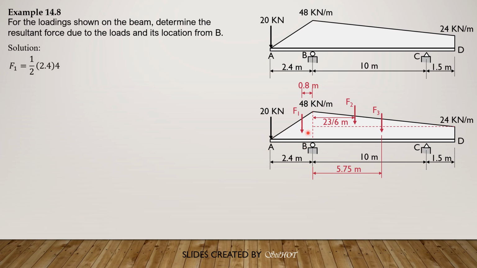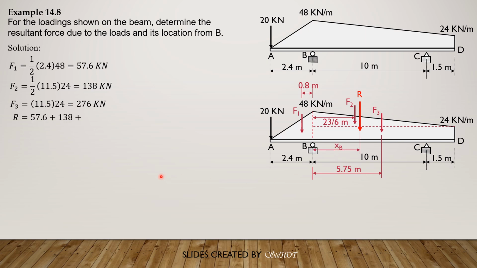So F1 is 1/2 of 2.4 times 48, so 57.6 kilonewtons. F2 is 1/2 of 11.5 times 24. So F2 is 138 kilonewtons. F3 is 11.5 times 24. So it is 276 kilonewtons. So R therefore is the sum of these forces plus 20 considering downward positive. So let us say that's the position of R and its distance from B as x sub B. So R is 57.6 plus 138 plus 276 plus 20. So the resultant force is 491.6 kilonewtons downward.